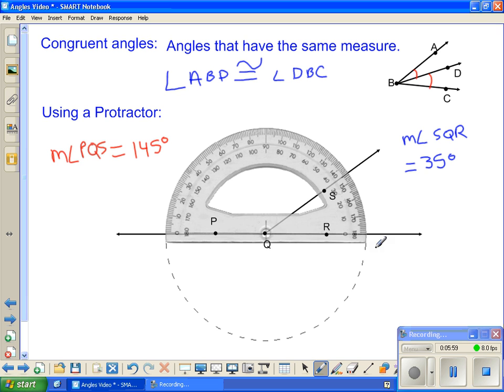So remember, when you're using a protractor, the center point goes at the vertex, and you have to be careful and make sure you are using either the inside degrees or the outside degrees, depending on the angle that you're measuring. So please make sure that you have these definitions written down in your notes, and if you have any questions on them, we'll talk about them in class tomorrow.